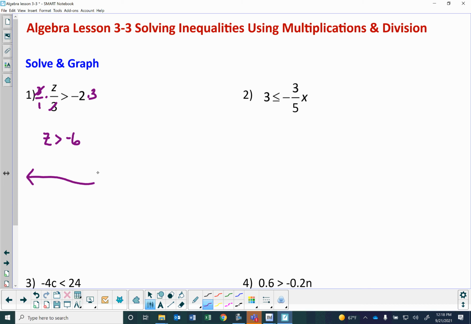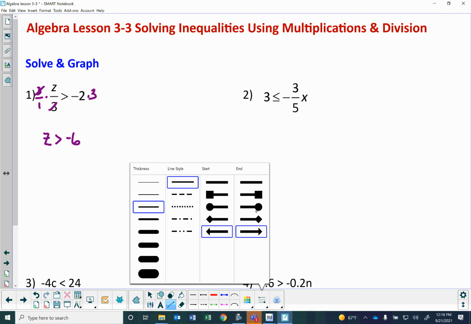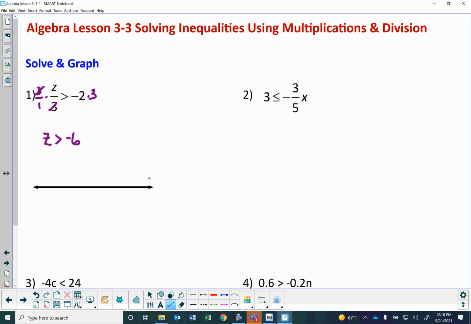Of course we should graph this. Whoa, that's a terrible graph. I'm just going to draw a number line. There we go, that's much straighter. If I say z is greater than negative 6, I can put a negative 6 here and a 0 here, with an open circle at negative 6 and a line that goes to the right.